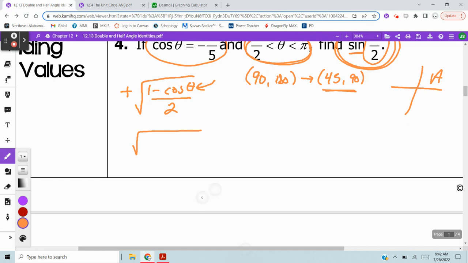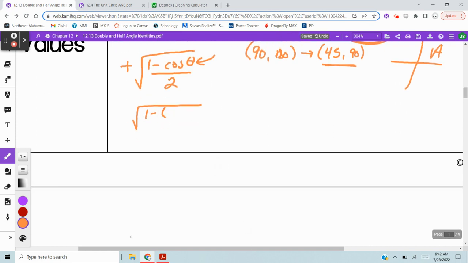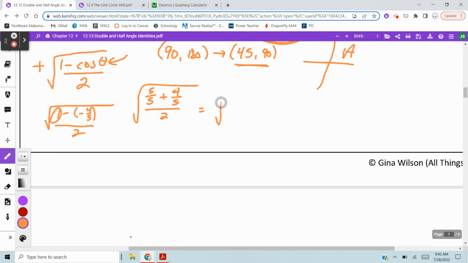We have the square root of 1 minus the cosine, which is negative 4/5, all divided by 2. Minus minus is a plus. We are going to need a common denominator there. 1 I'm going to write as 5 over 5, plus 4 over 5, all divided by 2. We can now add those two values together. From here on out, it's just basic algebra. On top, I now have 9 over 5. We're going to divide it by 2.